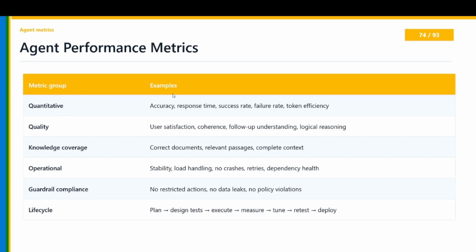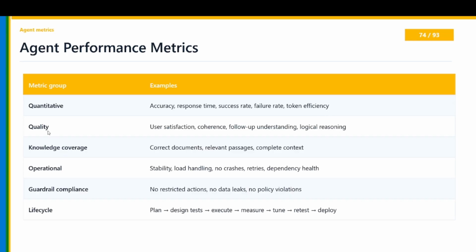So we have the metric groups that you should collect from the agent using Application Insights, Azure Monitor, or the Power Platform or Copilot Studio analytics platform. We have metric groups and examples. The first one is quantitative and numerical metrics. These are numerical metrics that you can easily visualize using dashboards or Power BI tools. Examples of metrics you can collect here are accuracy, response time, success rate, failure rate, or token efficiency.